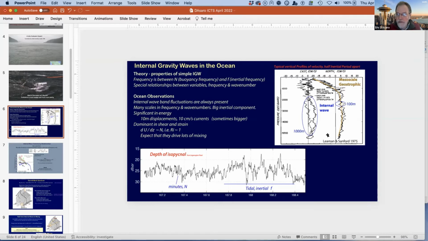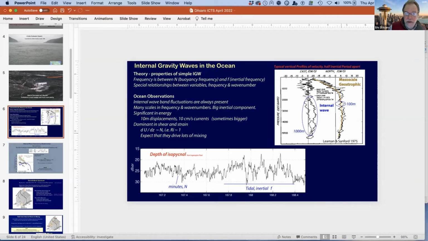Those are waves. And in this particular case, there were two profiles taken half an inertial period apart. And you can see very strong mirroring. Namely, there's a strong inertial frequency component of velocity in these motions, and not a very strong component near N. These are significantly strong motions. 10-meter displacements are typical. 10 centimeter a second currents are typical, sometimes very much bigger.